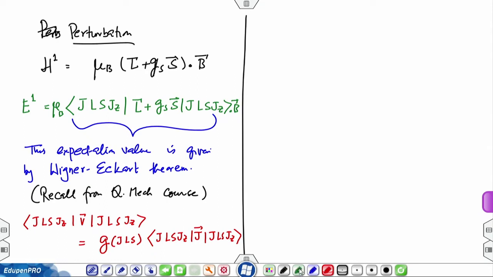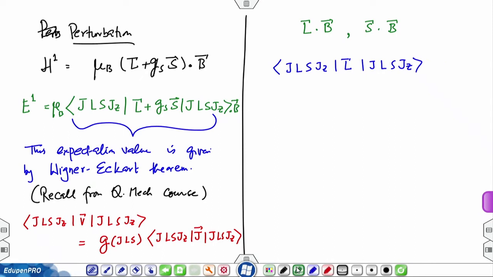So, now what I have got to calculate is the expectation value of L dot B, the expectation value of S dot B, and then calculate this G, J, L, S. So, let us do that now. If I were to calculate the expectation value of L in this basis J, L, S, Jz, and finally, remember I am interested in dotted with B.